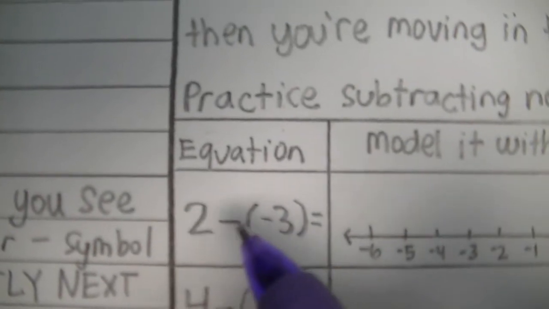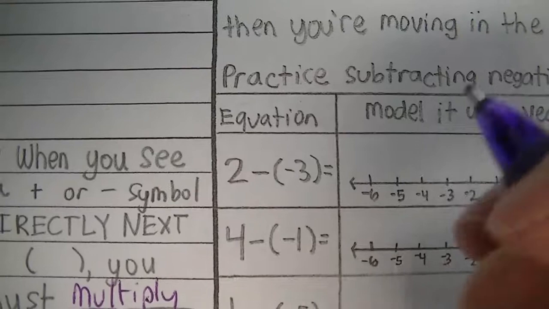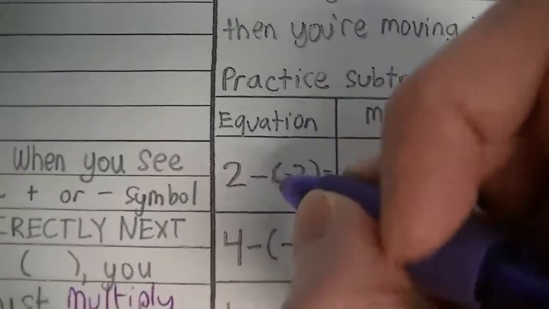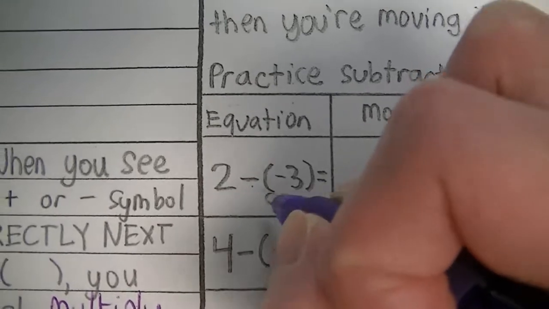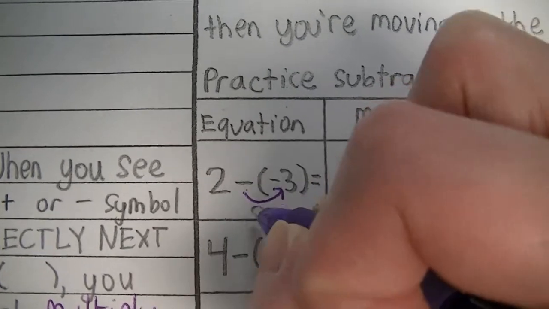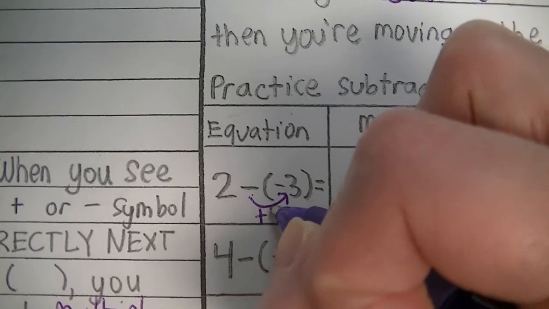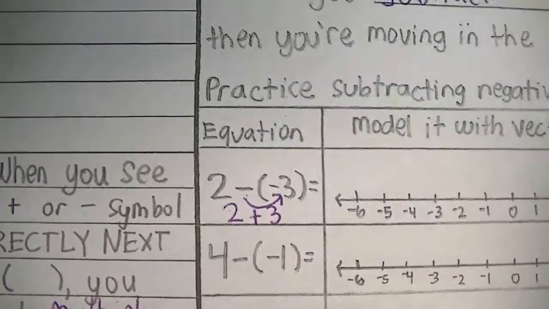So let's go ahead and see right here. Look, we're subtracting a negativity. We've got to go from the 2, you've got to go to the right 3 units. But remember this that I've already taught you? Look, it'll help you do that. A negative times a negative 3 gives you a positive 3. So it's really 2 plus 3.